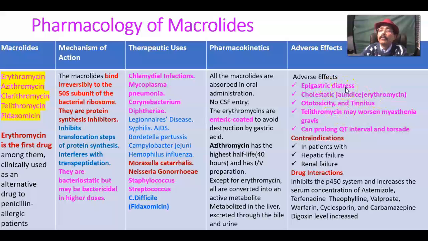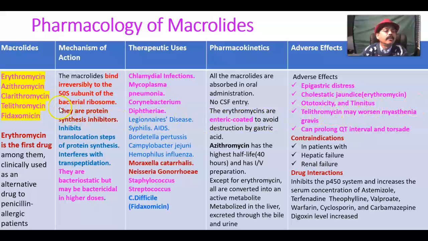Adverse effects: epigastric distress, pain in the abdomen, cholestatic jaundice, specifically due to erythromycin, and allergic reaction, possibly by an autoimmune mechanism, to erythromycin because of its acetylate salt. So cholestatic jaundice is especially associated with erythromycin because it contains a salt called acetylate salt. Ototoxicity: there may be hearing loss that may be transient or temporary. Tinnitus, that is a ringing or buzzing sound in the ear.